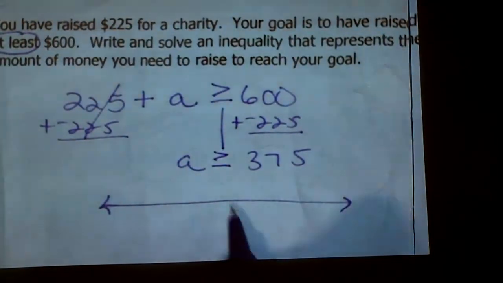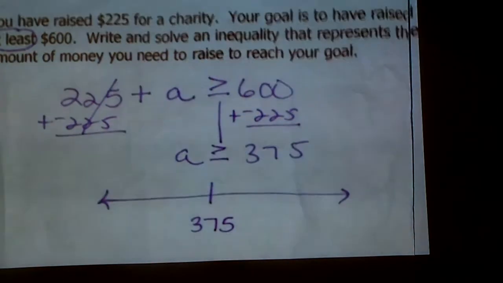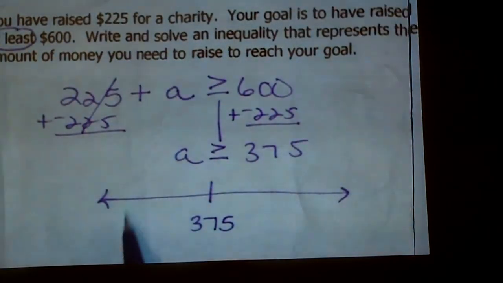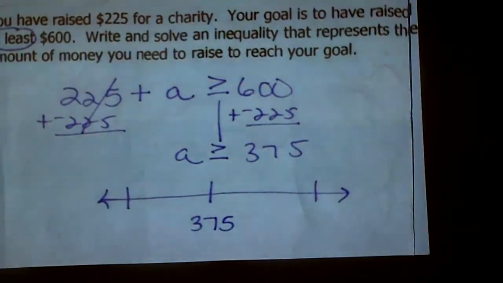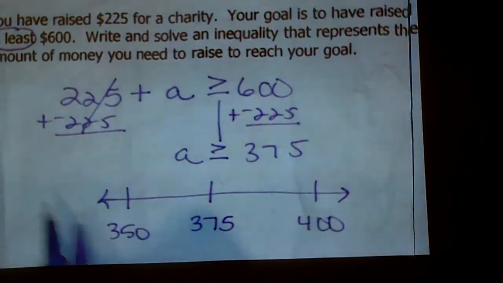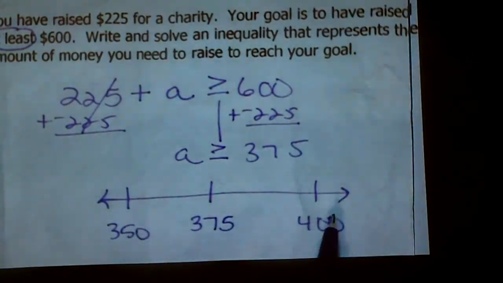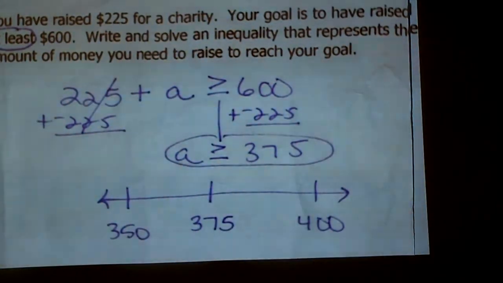To graph that, I'm going to put 375 right here. And if you wanted to, yes, you could write 374, and then you can write 376. I think I'll count by 25s this time. And I'll put a 350 here and a 400 here. We're dealing with larger amounts, why not? It's not wrong if you wrote 374 here and you wrote 376 here. I'm just trying to get you to see that the number scale is kind of up to you. As long as the center point has the amount that you want to use, you're good.